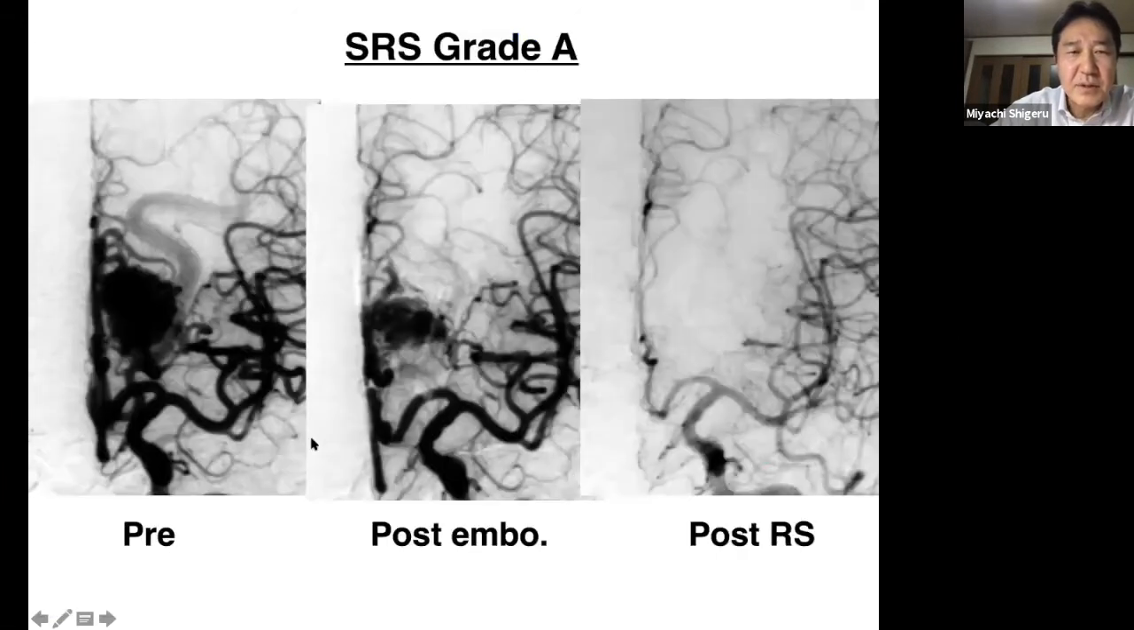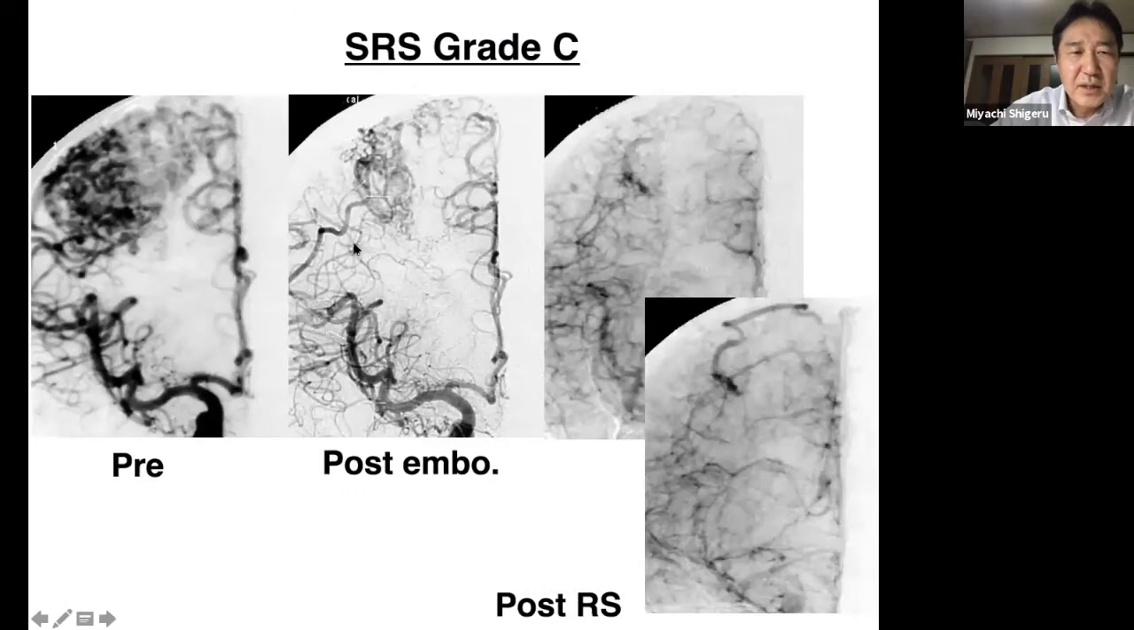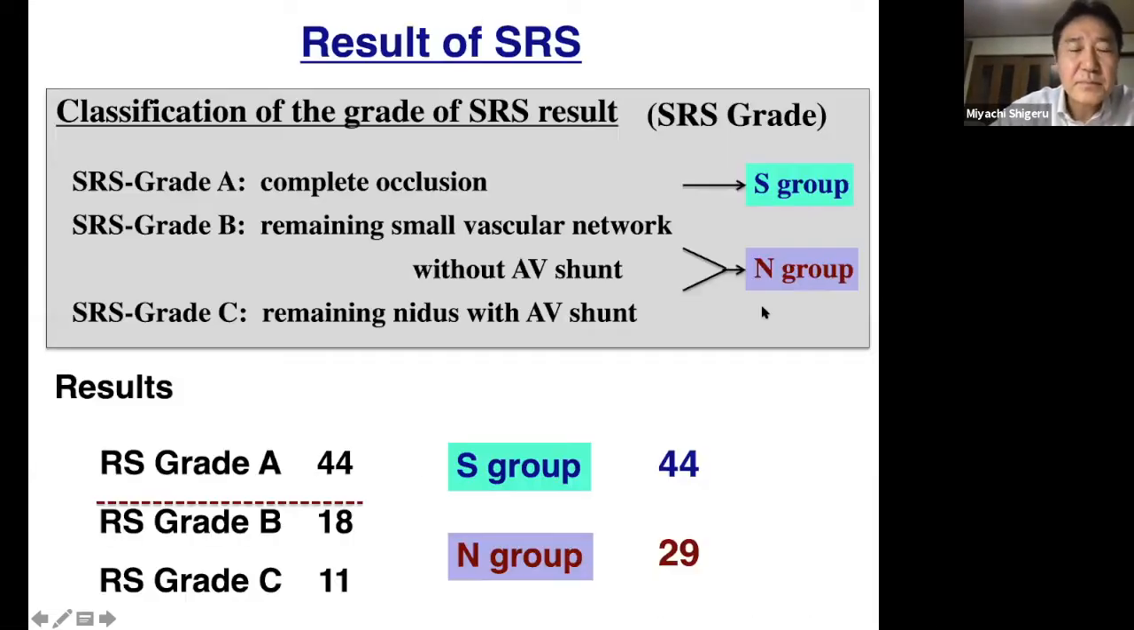You can see this is a grade A. Here is the AVM after embolization, and this is after radiosurgery, complete occlusion. Grade B is here after embolization. It looks nice, but there is still a remaining vascular network, no shunt. Grade C is here after embolization, still with a remaining shunt here, a very small shunt, but not a complete occlusion.